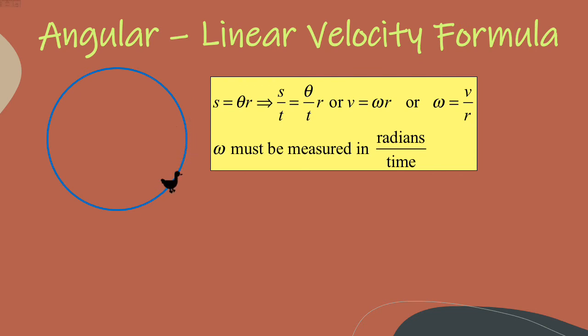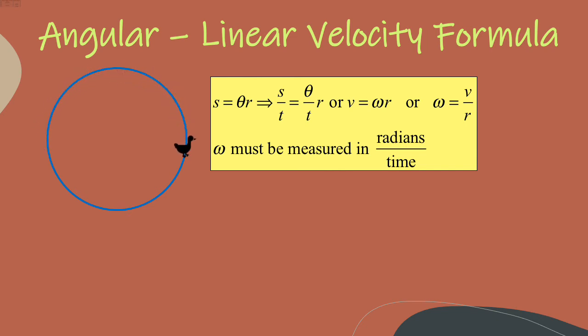Now let's watch the duck in motion as it walks about the circle. We still have the relationship s is equal to theta r, but we will now divide both sides by time. And we get s over t is equal to theta over t times r. But s over t is our linear velocity, and theta over t is our angular velocity. So we have the relationship that v is equal to omega r, or solving for omega, omega is equal to v over r.